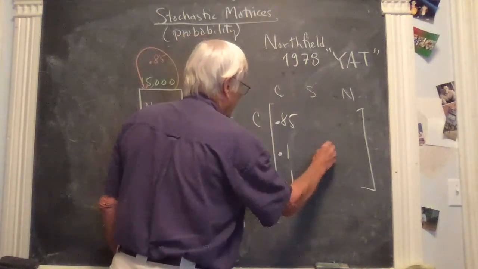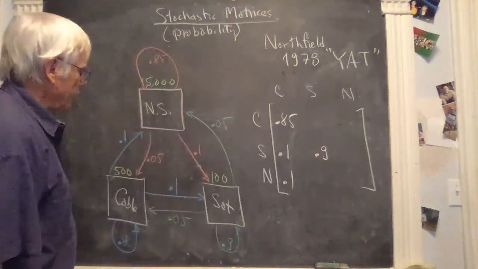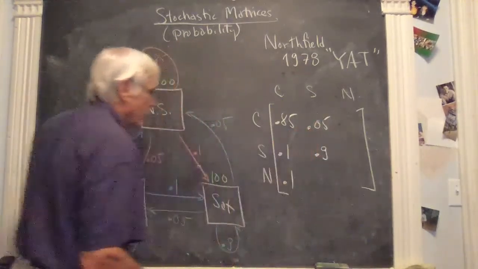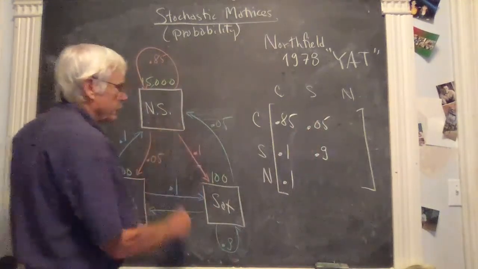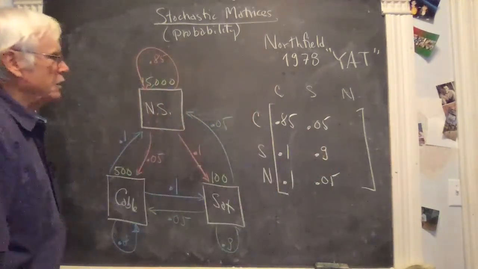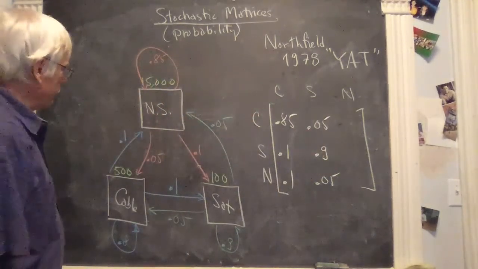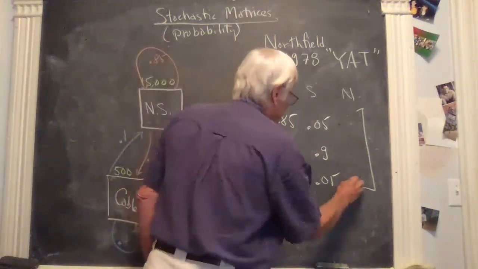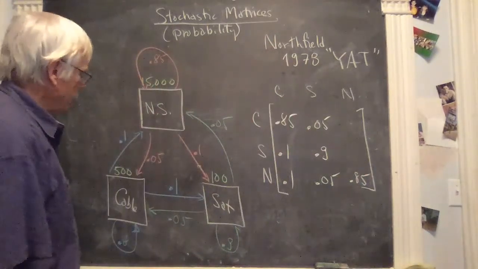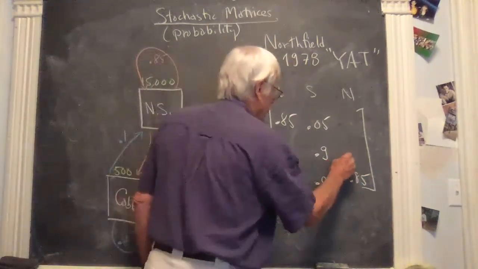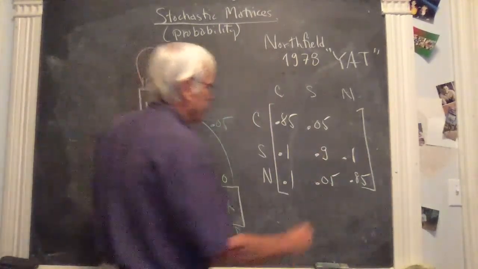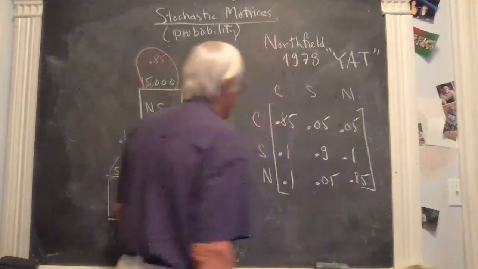Satellite to satellite is 0.9. Satellite to cable is 0.05. And satellite to nothing special, no subscription, 0.05. And the no subscription service, 85% of them stayed there. And how many became satellite? 0.1 became satellite, 10% of them. And 5% of them became cable.